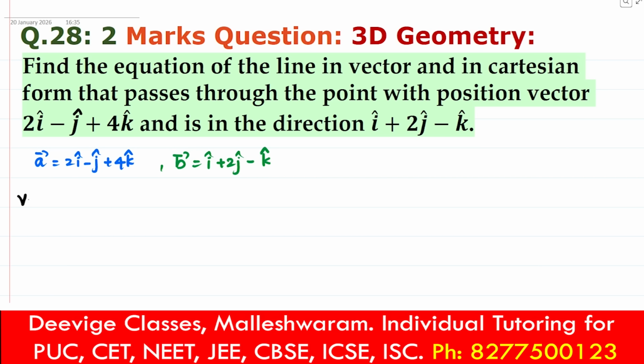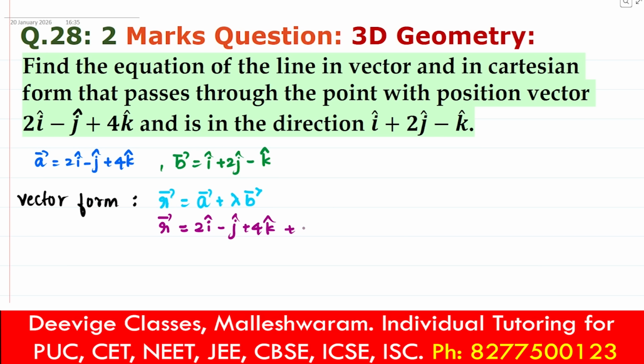Now the vector form of the equation is vector r is equal to vector a plus lambda into vector b, correct? So which is equal to vector a, which is 2 i cap minus j cap plus 4 k cap, plus lambda into vector b, which is i cap plus 2 j cap minus k cap.